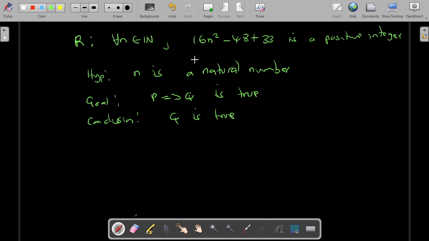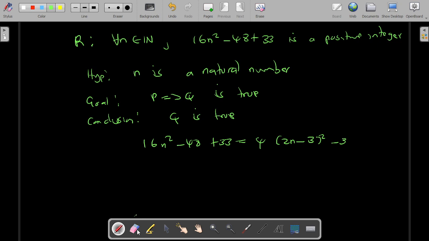So for now, we're just going to admit this result, and I'm sure you guys will be able to solve this problem easily. So this 16n squared minus 48n plus 33, written into its canonical form, is going to be the expression 4 times (2n minus 3) squared minus 3.